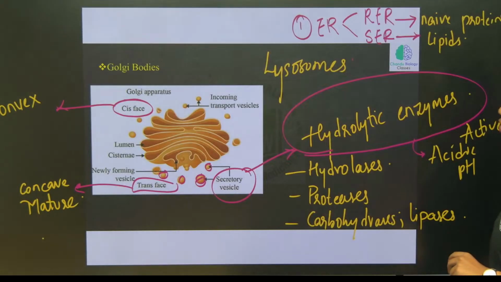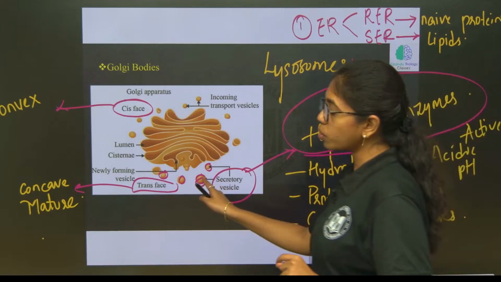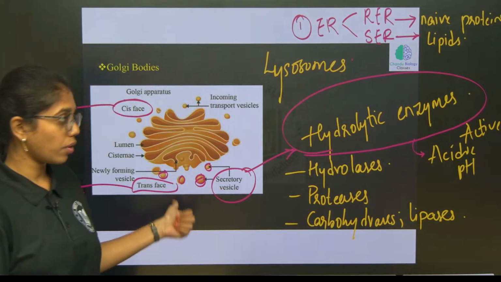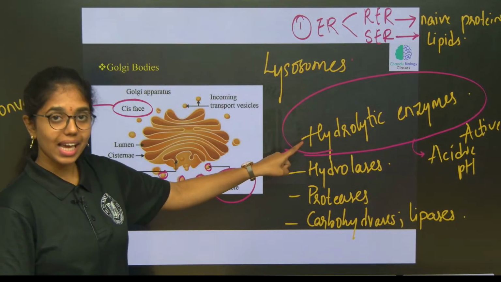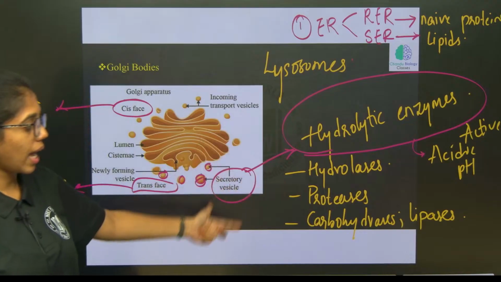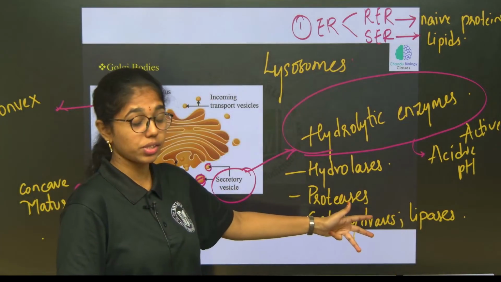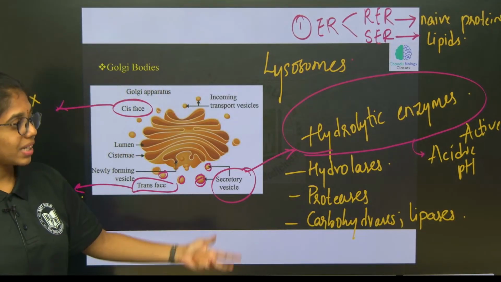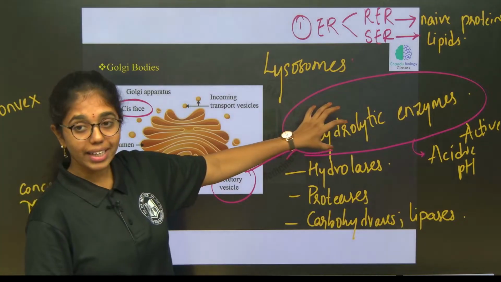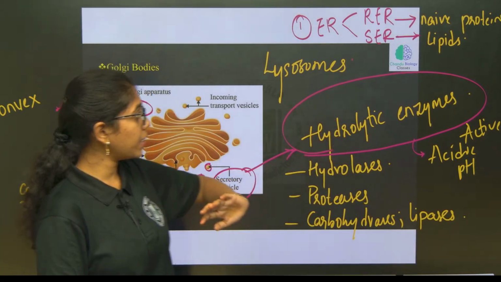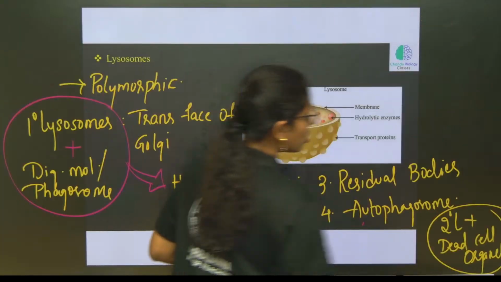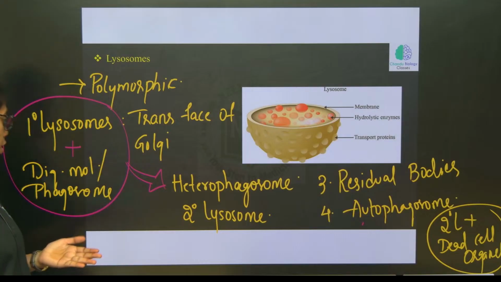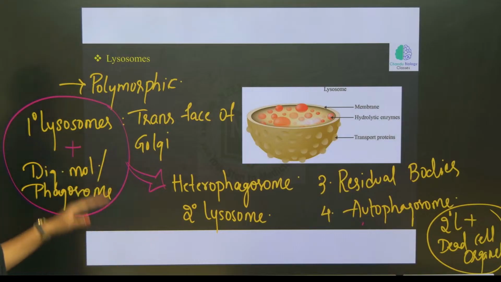With respect to lysosomes, what we have to remember is that lysosomes are small secretory vesicles released from the trans phase of Golgi. They are rich in hydrolytic enzymes like hydrolases, proteases, carbohydrases and lipases, which are involved in the digestion of proteins, carbohydrates, lipids and fats. These enzymes are active in acidic pH, and lysosomes are polymorphic in nature, changing their shape based on their function or the molecule to which they are adjoining.